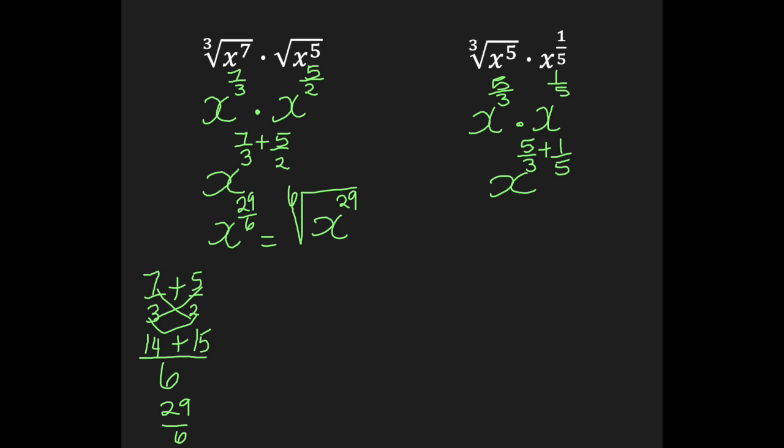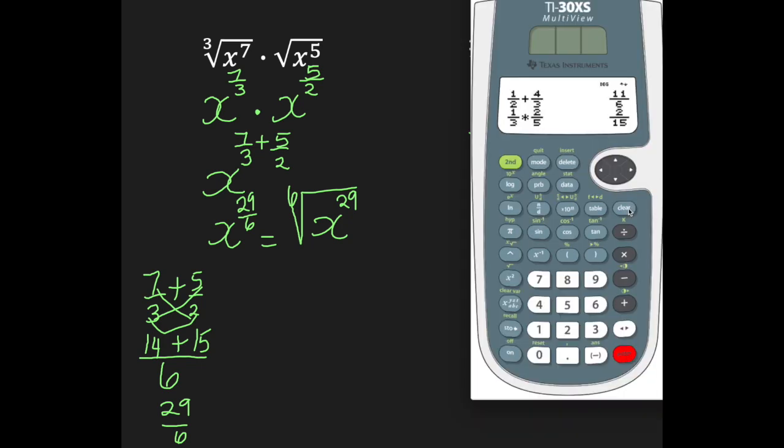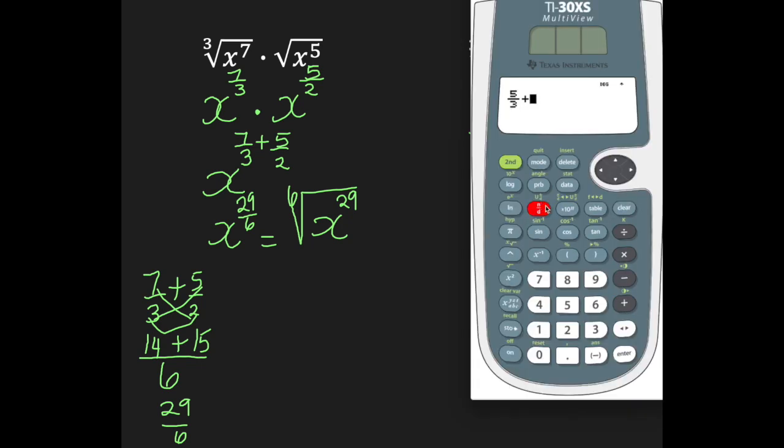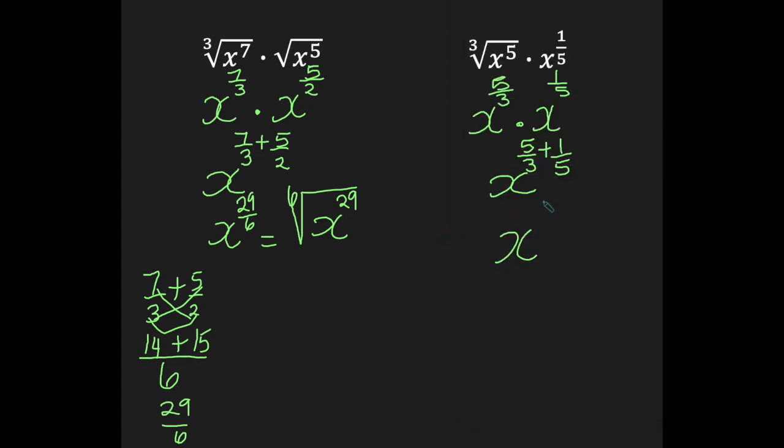If we use our calculator for this one, if I clear that, we have 5, oops, clear. Fraction function, 5 over 3. Go across, I'm adding, okay, let's see what we're adding, 1/5. Fraction function again, 1 down 5 to the right, enter. I get 28 over 15. So this is x to the 28 over 15.